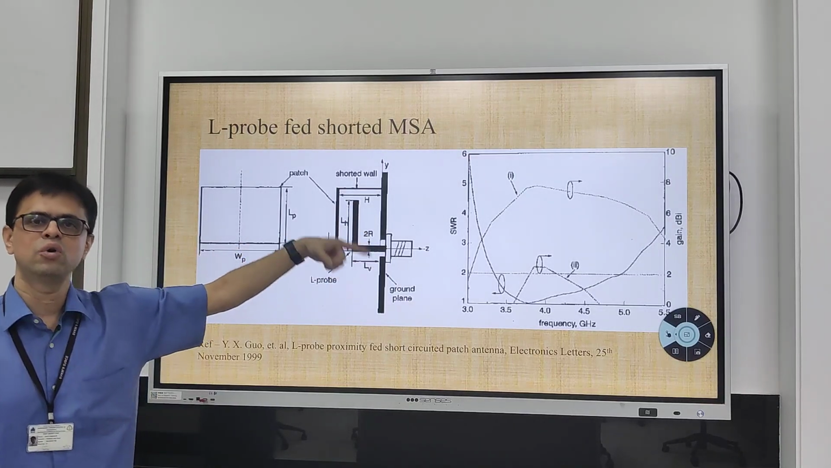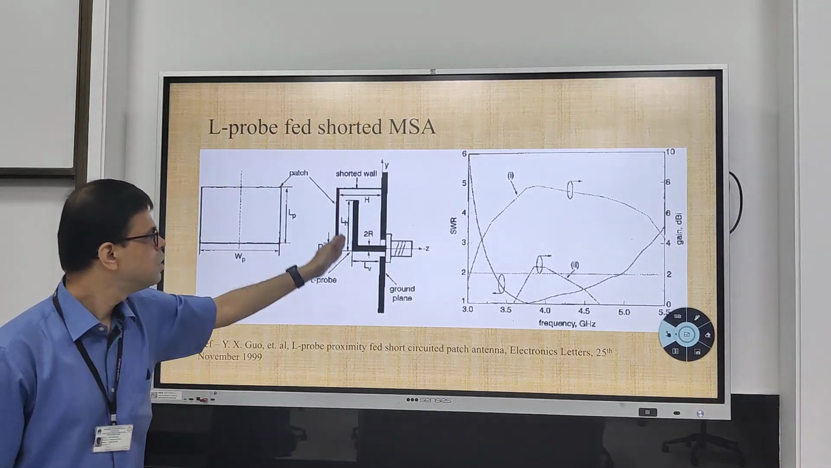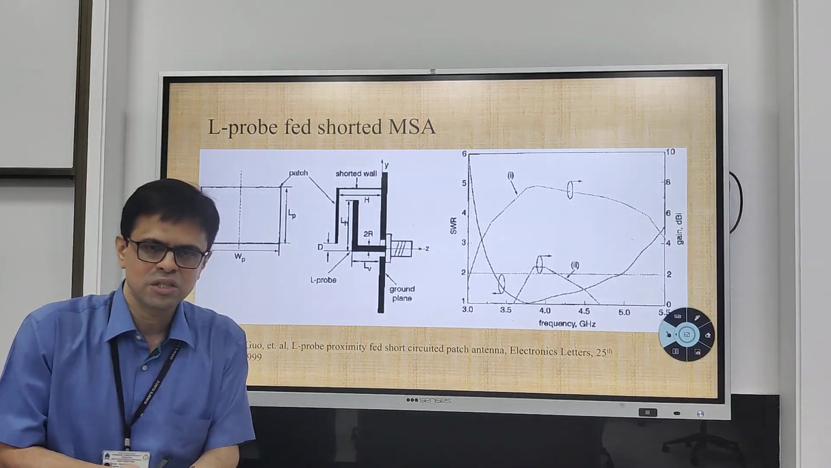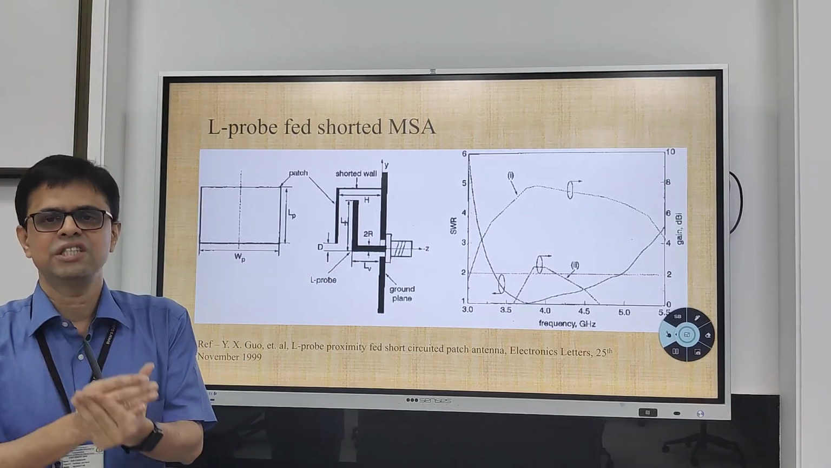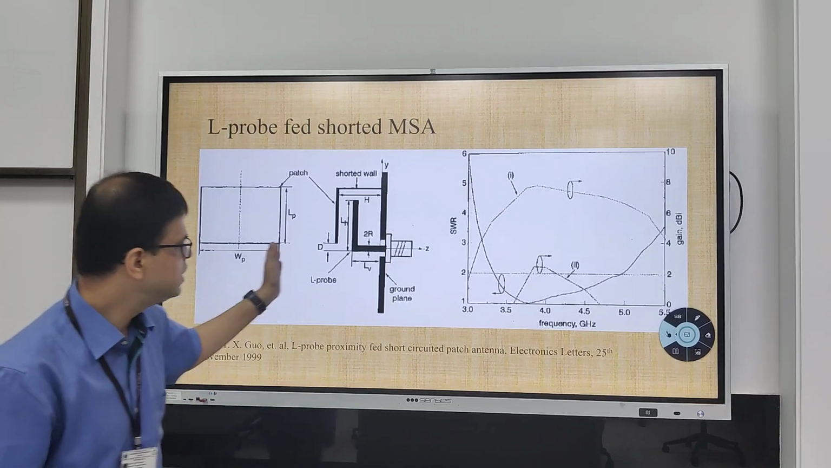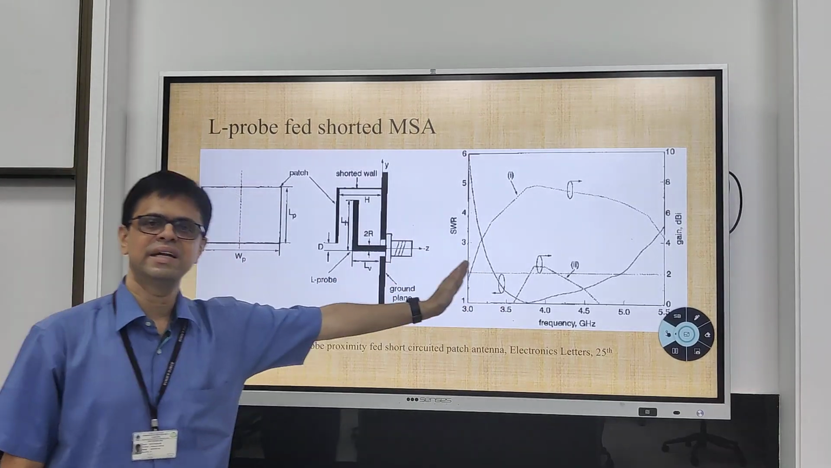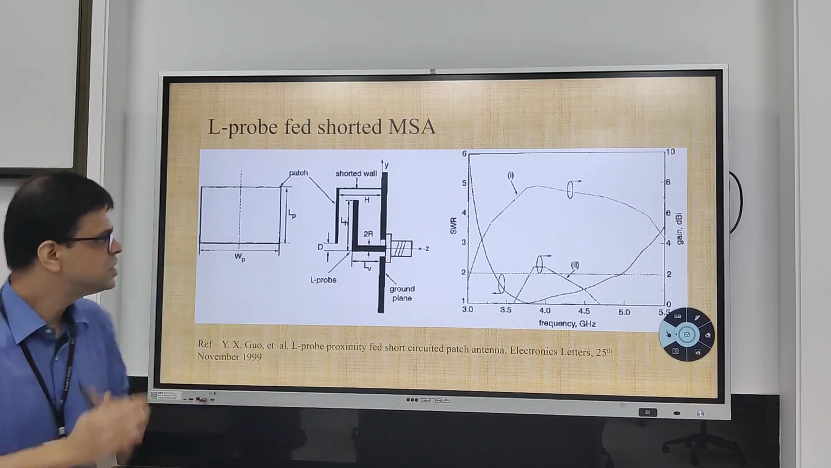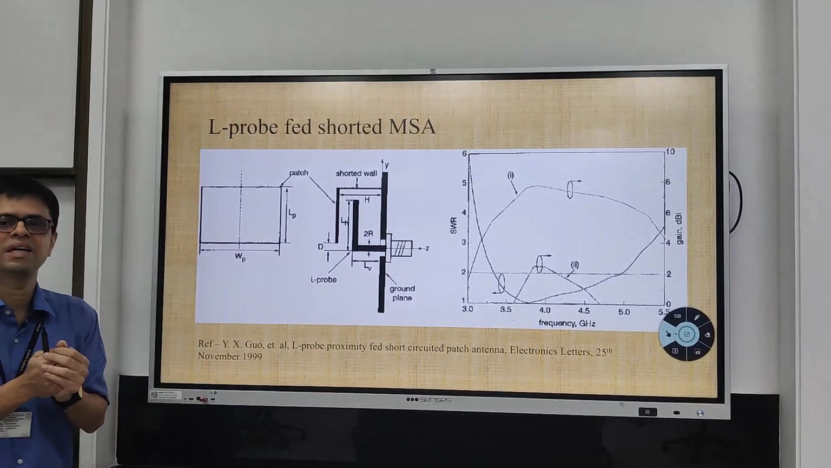To compensate for the longer probe, you have used this modified feeding technique. Now since the thicker substrate is used, your antenna radiation efficiency is also increased. It increases the antenna gain, so it increases the gain as well as the antenna efficiency and hence the bandwidth. Okay, so this is one such technique of electromagnetic coupling.